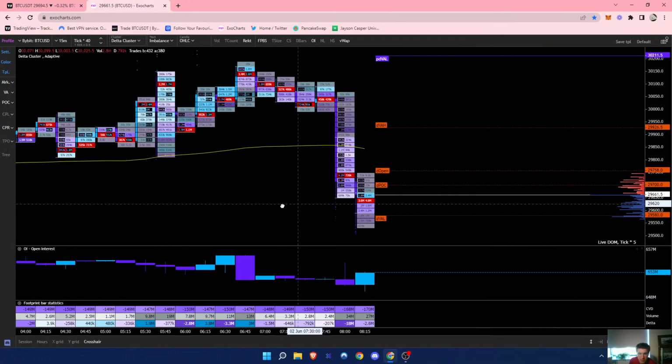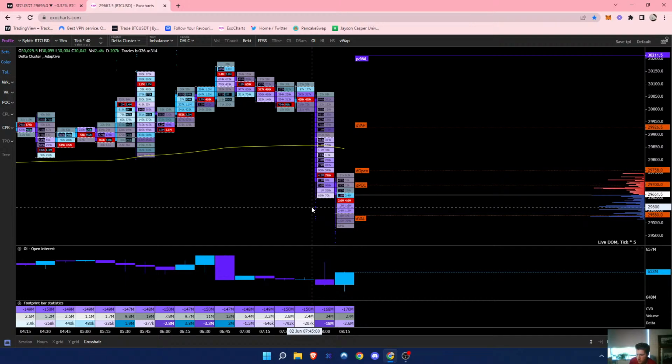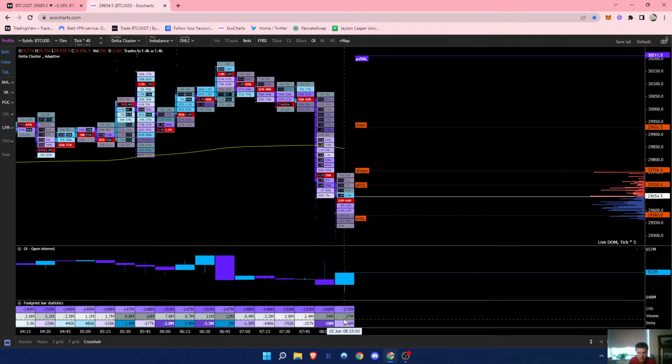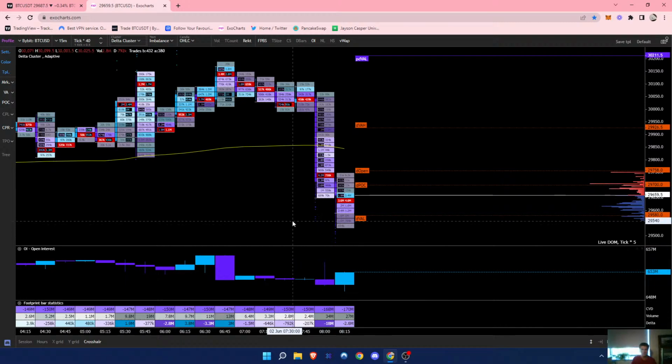I'll go to the 15-minute again. Typically, you want to see volume decreasing, showing a weakness in the trend of the move, before a reversal. At a support or resistance, you want to see low volume and low or kind of neutral delta. And then as it bounces off of that support or resistance region, you want to see the market going in the opposite direction for a true reversal.